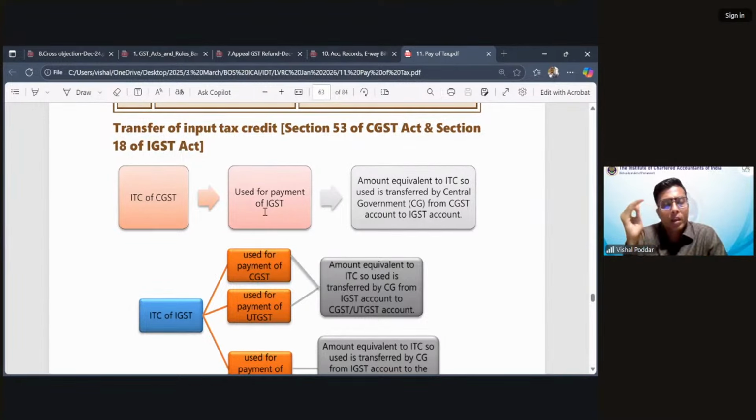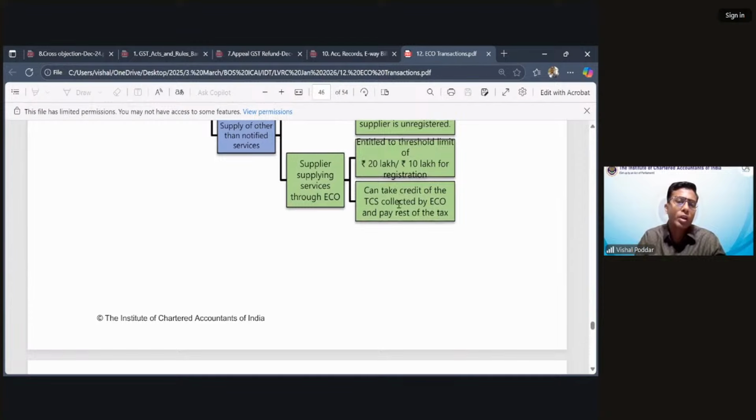Now, supply of services other than notified. Except these 5 notified services, for any other services, ECO is required to obtain compulsory registration. It is required to collect TCS, and may not collect TCS if the supplier is unregistered. So obviously it will be collecting TCS only if I'm registered. The supplier of these services can get registered after crossing the threshold, and whatever tax is collected by the ECO, the ECO will pay the tax and file the returns, and the supplier will accept that tax, and it will come to the cash ledger of the supplier.